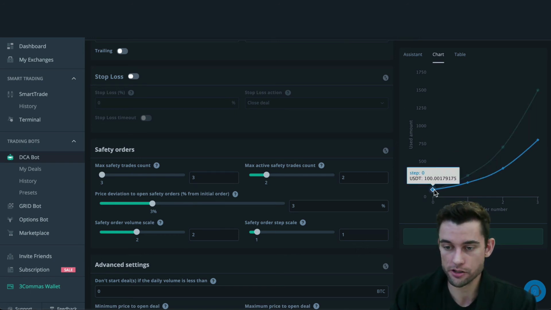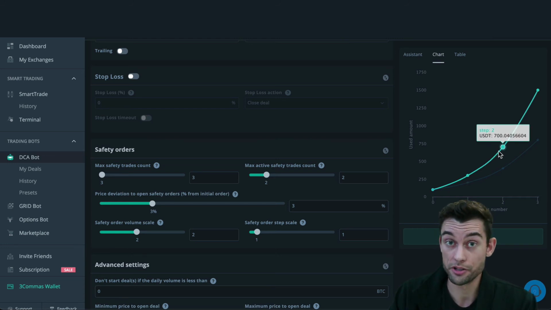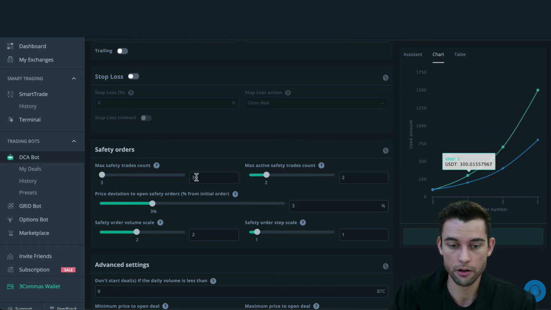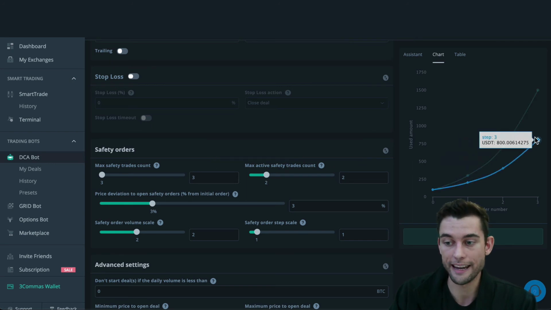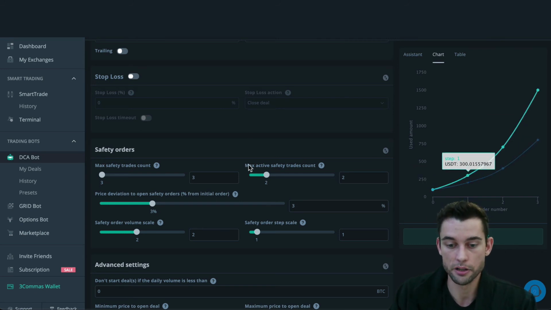So once again, step number 0 is your base order. That's $100. Then you put in $200, so you have $300 total invested into this particular deal. If the safety order number 2 gets hit, then you're going to add $400, and your total invested is going to be $700. If safety order number 3 gets hit, your final safety order, you're going to put another $800 in, and your total USDT invested into this particular trade is going to be $1,500. And that's the most amount of money in this particular setup that you will put into every deal.